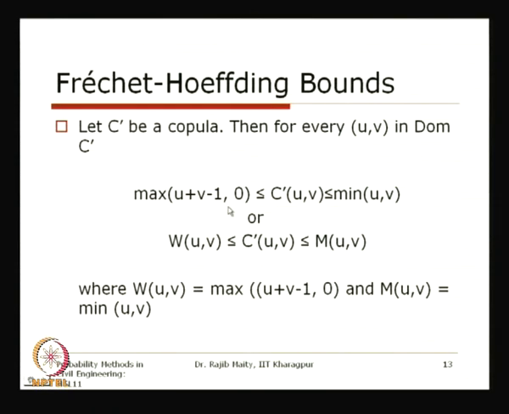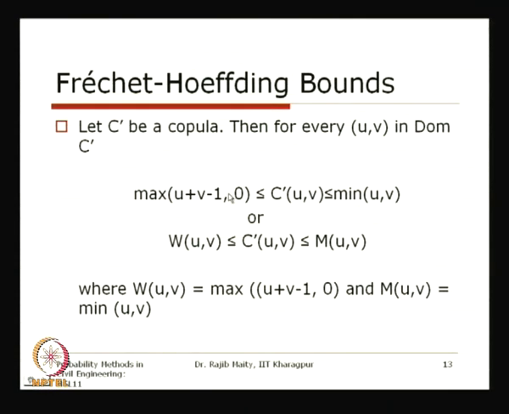Now, there is one more property related to the bound of each copula that we should discuss. This is known as the Fréchet-Hoeffding bound, or FH bound in abbreviated form. The FH bound says that any copula function should be bounded by two functions. The lower bound is the maximum of u plus v minus 1 comma 0. In these two, u plus v minus 1 or 0, whichever is maximum.